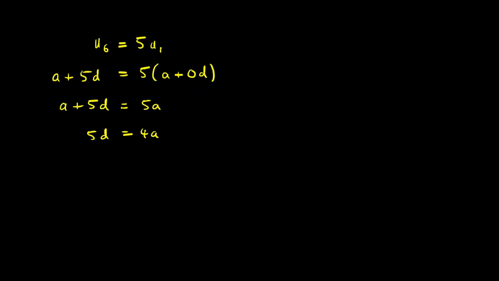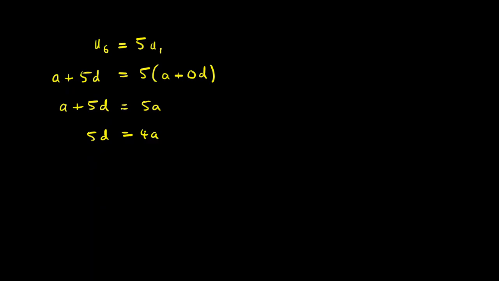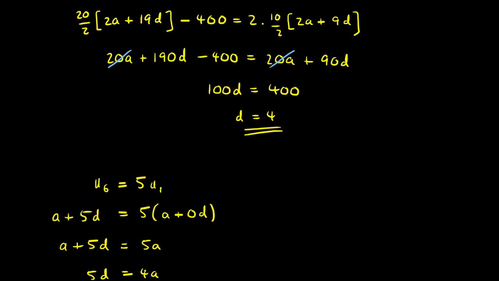And now we can use our result from earlier. d is equal to 4. So 5 times 4 is 20, and therefore a is equal to 5, right? So now we know that our arithmetic progression, the first term a is 5, the common difference is 4.